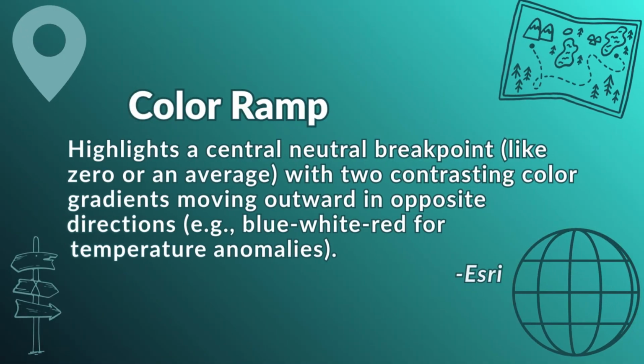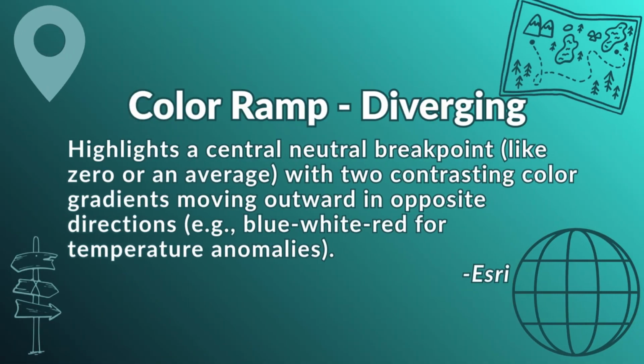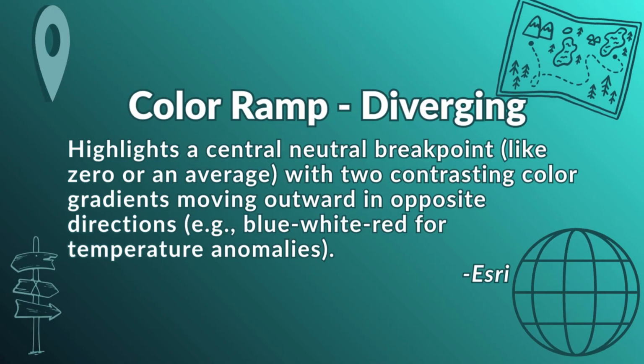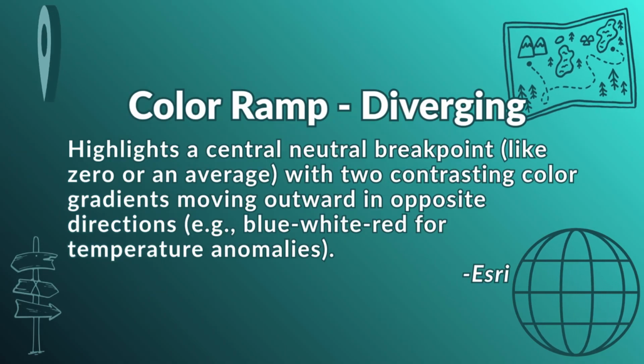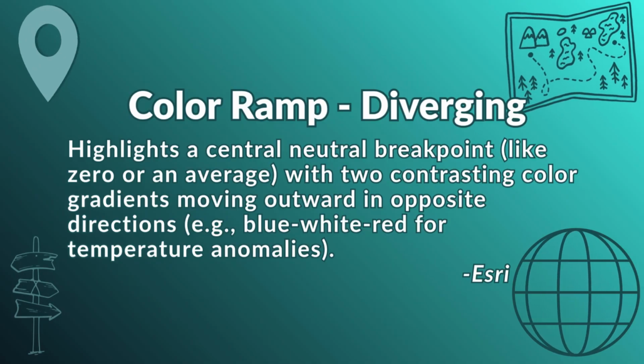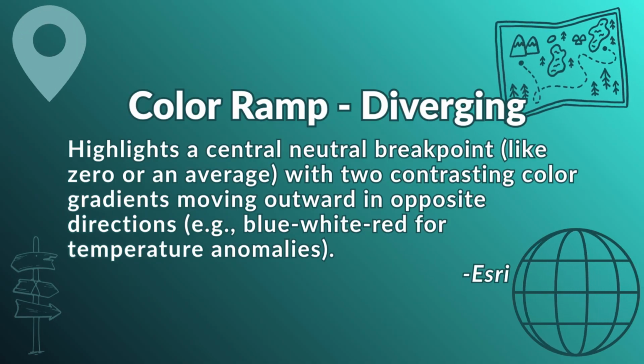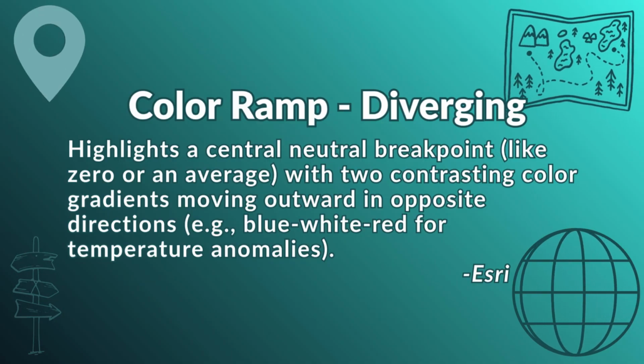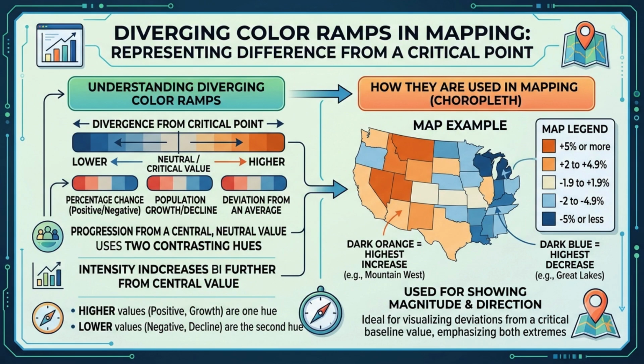But a divergent color ramp is crucial when the data has a meaningful central neutral baseline. Exactly, like mapping temperature anomalies. Mm-hmm. The baseline is the historical average. If a region is hotter than average, it ramps up into deep red. If it's colder, it ramps down into deep blue. And the center is usually white or a neutral gray.